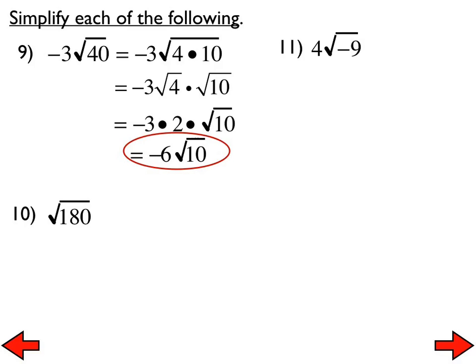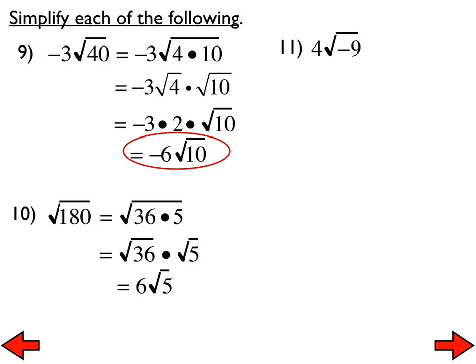Number 10. The largest perfect square that goes into 180 is 36. So we break that up into square root of 36 times square root of 5. That is 6 square roots of 5.